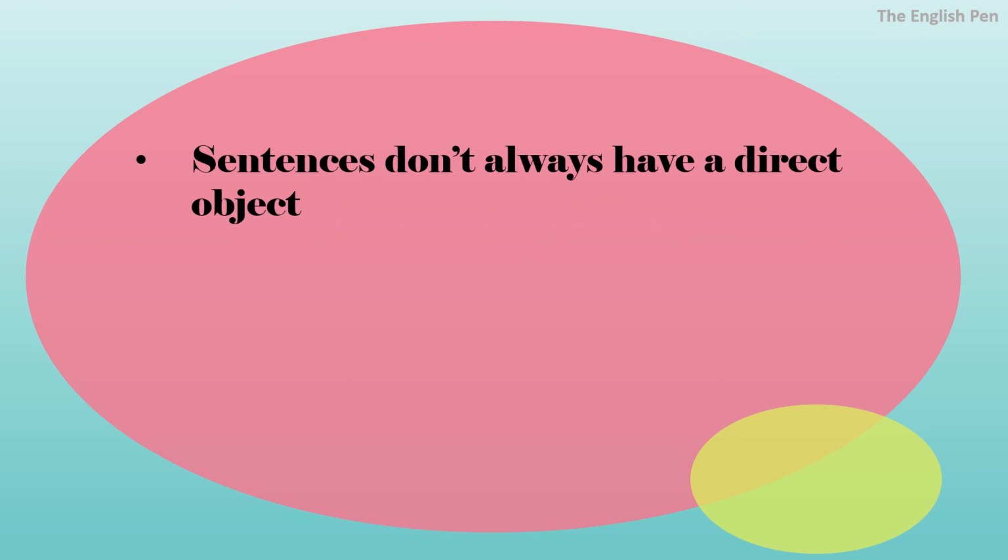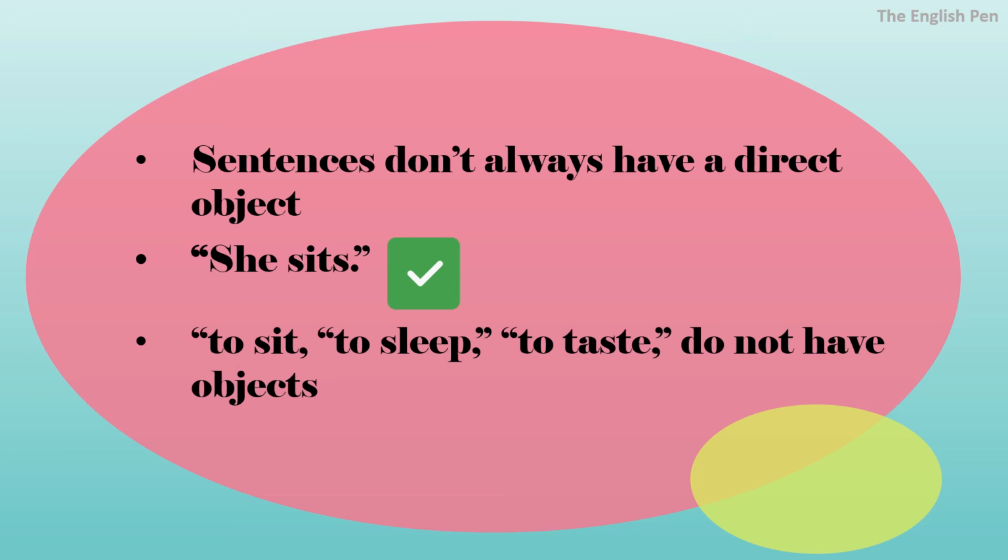Did you know that sentences don't always have an object? It's true. For example, the sentence she sits does not have an object, but the sentence still makes sense. Verbs like to sit, to sleep, and others do not have objects after them. They are a part of a different group of verbs. For this lesson, those verbs are not necessary to know. You only need to remember that if a verb without an object makes sense by itself, then that verb cannot have an object.